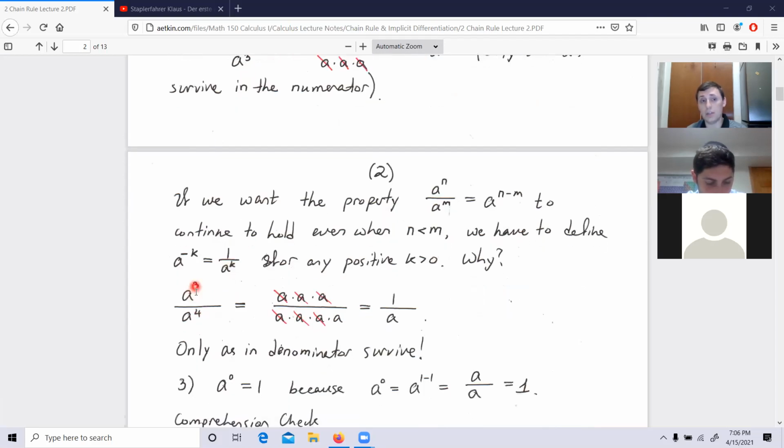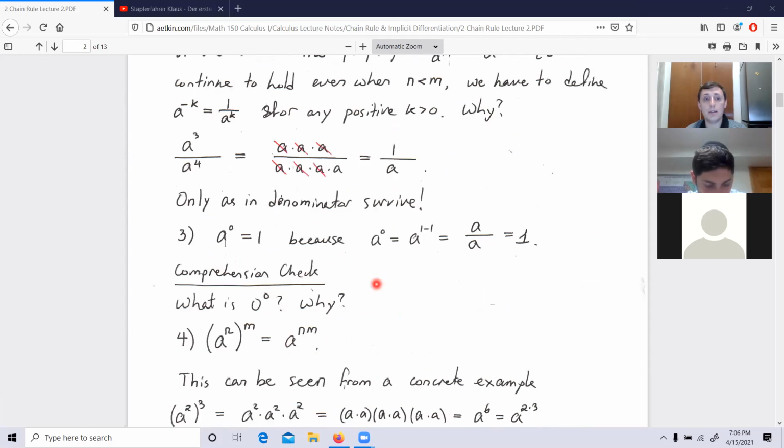So for instance, a to the 3 over a to the 4, it means that only the solitary a on the denominator is the surviving one. Good? So it's 1 over a. Similarly, a to the 0, we already know why the answer is 1.